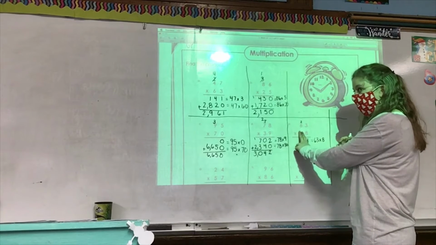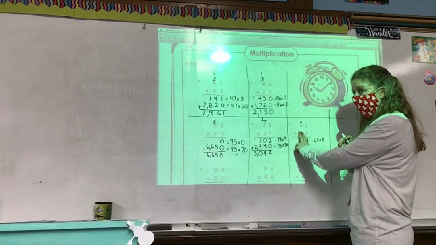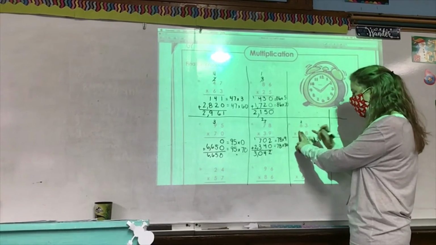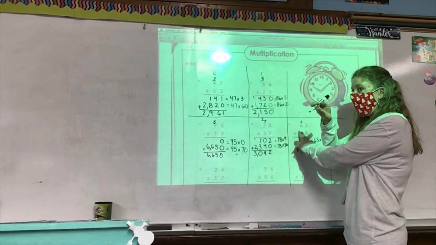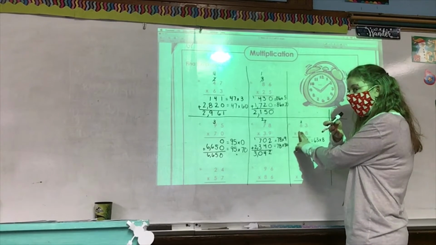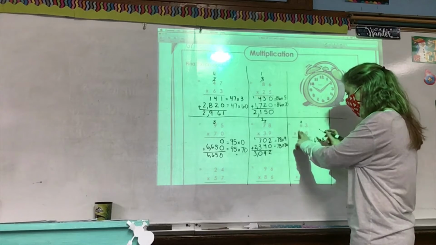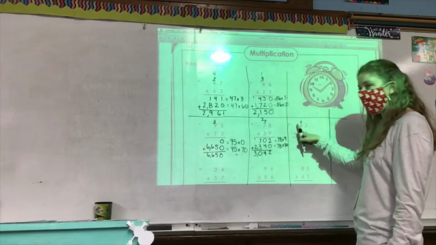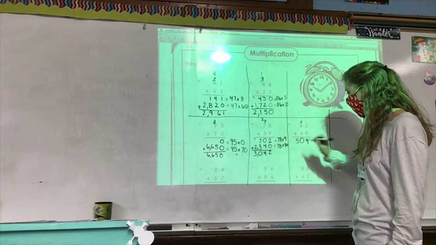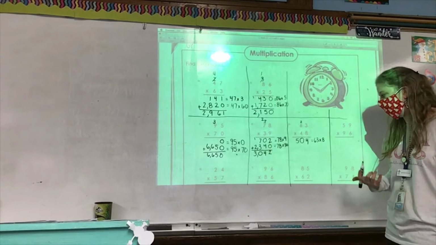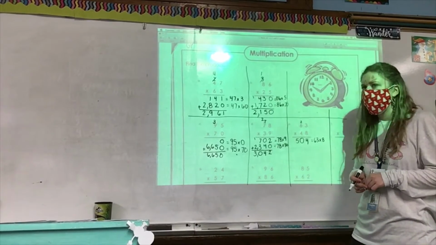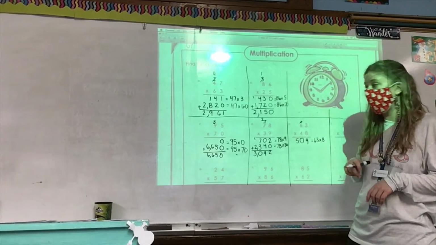48. Do we write 48 at the bottom? No, because what do we have to do? We add the regroup number, which is 2. So 8 times 6 is 48 plus 2 is 50. Now, do I have a place to regroup my 5? No, so I'm just going to write it in my product. So now I know my first partial product is 504. What do I do before I move on to step 2? We cross out any regroup numbers so we don't accidentally use them again.